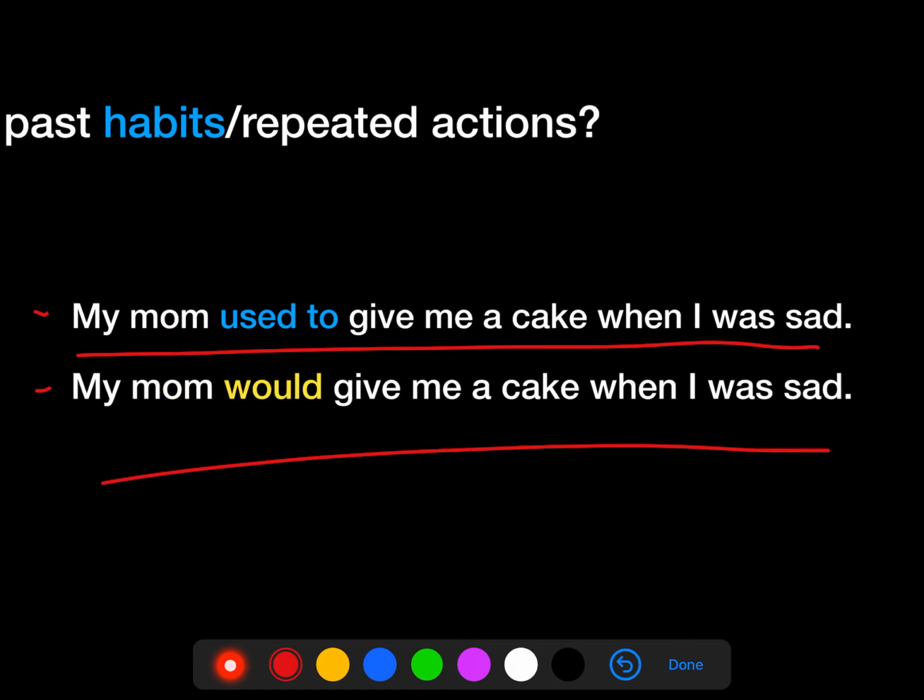But some students ask me, teacher, would is a past tense of will, but why do we use would for describing past habits? But in this situation, we can use would. It's really confusing, but if you get used to it, it's gonna be okay. So, we use would. We also can use would to describe past habits and also repeated action.